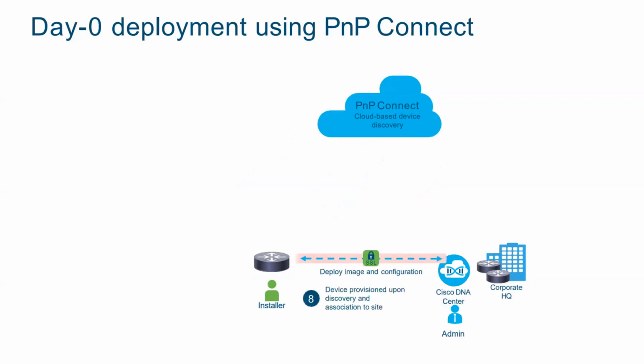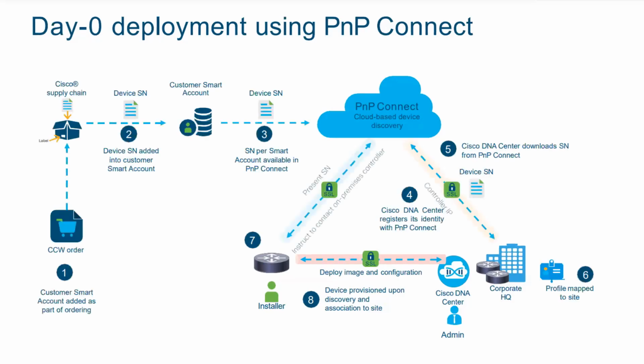And now the device is going to reach DNA center and provide its serial number. DNA is going to download the certificate. A trust relationship is started. And now the golden image will be pushed to the device, the template will be pushed, and the device will come online. This is the overall process.